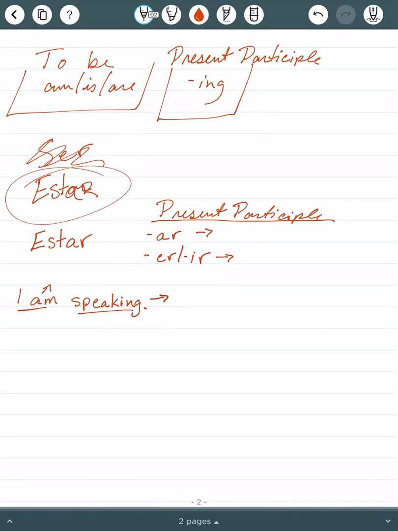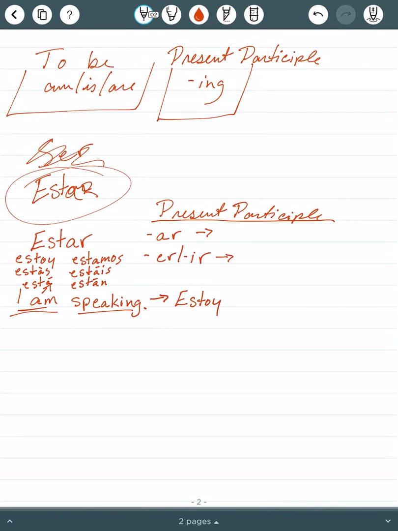So I am is going to be from estar. So you guys know these conjugations. Estoy, estás, está, estamos, estáis, están. You've got those in your notes already. Hopefully you've got those memorized really well by now. So you take that conjugation for I am, y'all know it would be estoy.